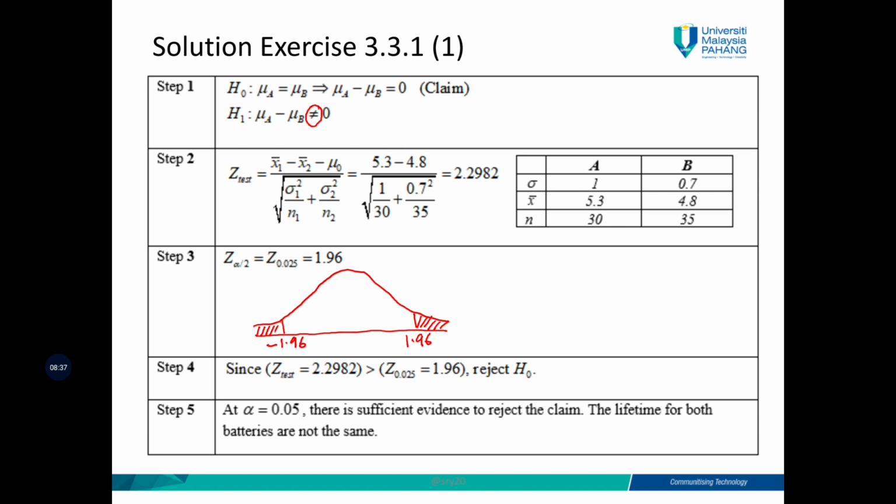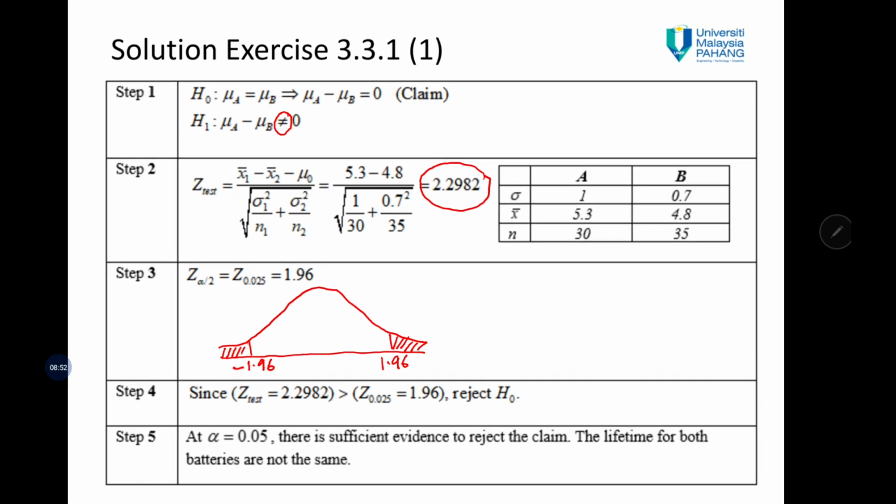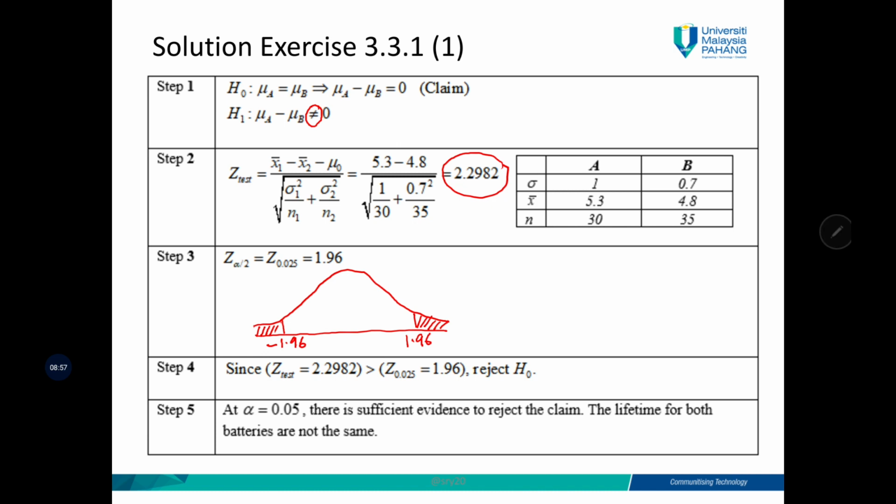Now step 4, we want to make a decision on H null. By comparing the test statistic from step 2, 2.292, identify whether the Z test value lies in the rejection region or the acceptance region by comparing it with the Z critical value. We can see that the Z test value lies in the rejection region. Writing this properly: 2.292 is greater than 1.96, and since this Z test lies in the rejection region, reject H null. This completes step 4.